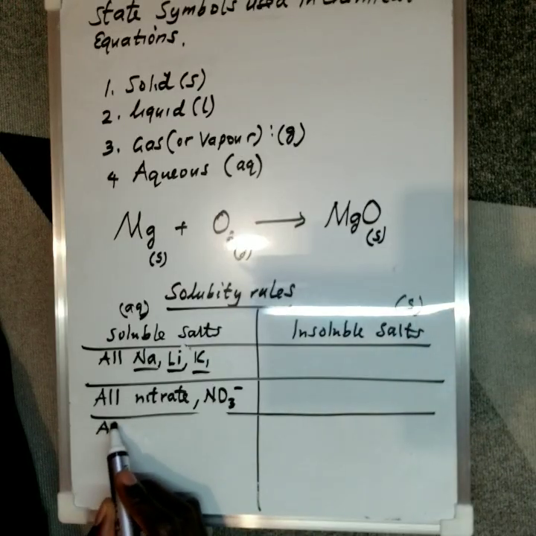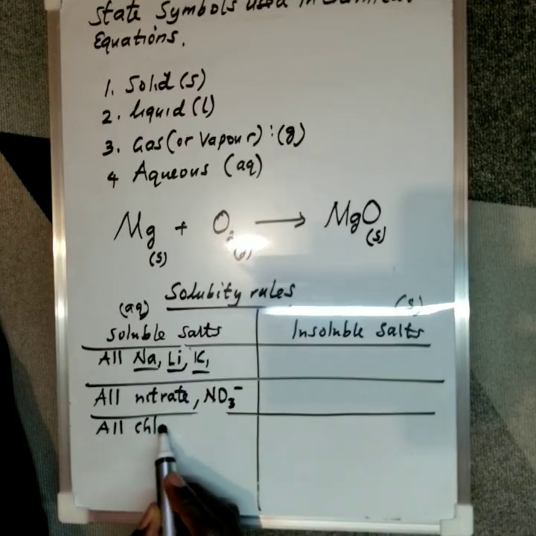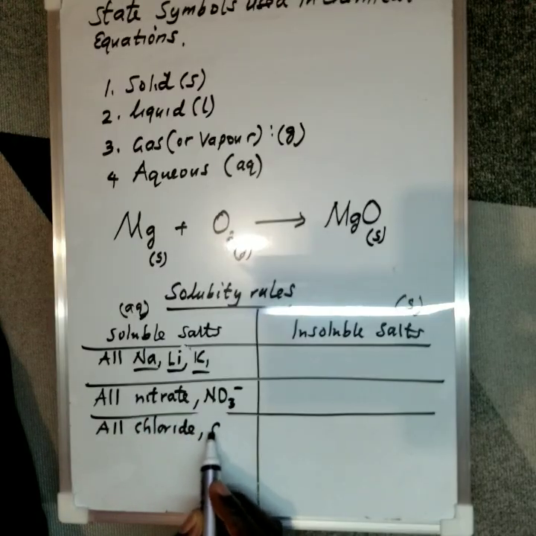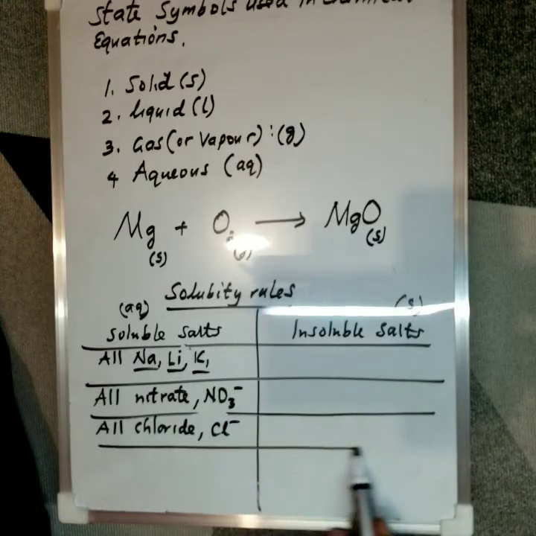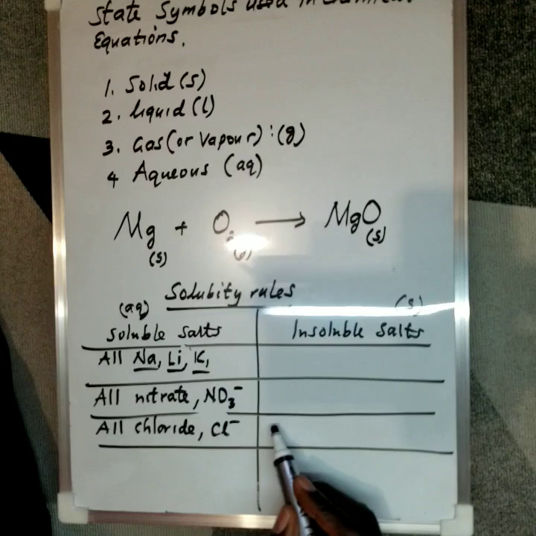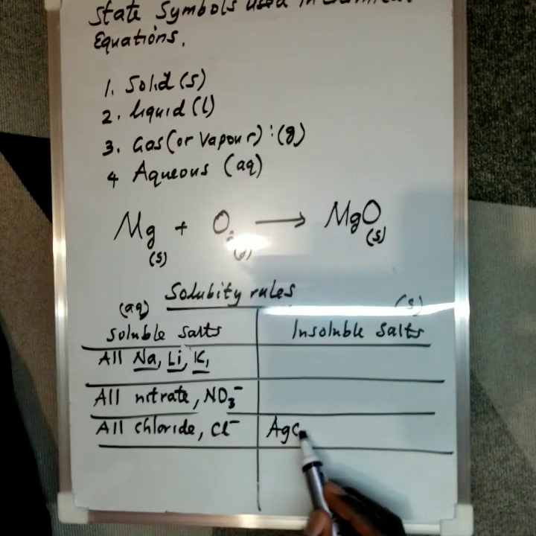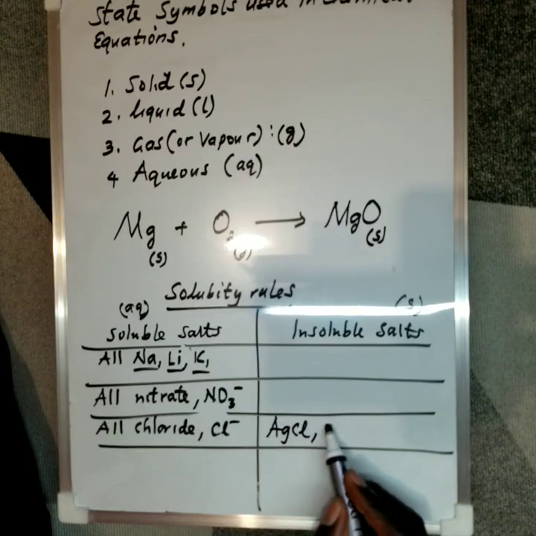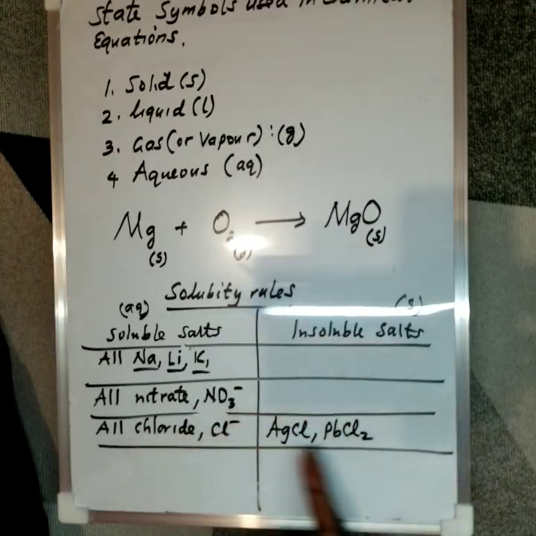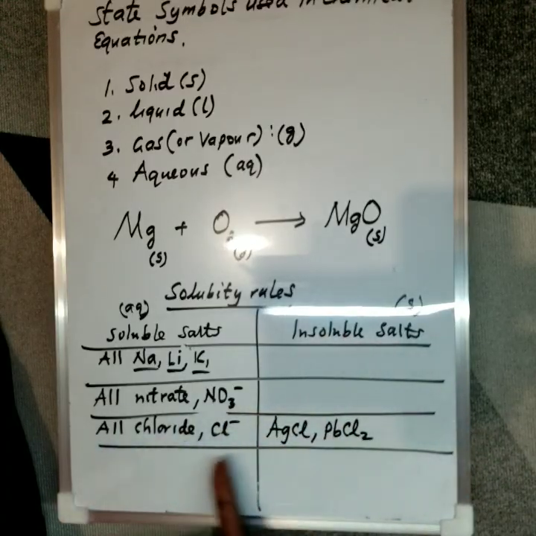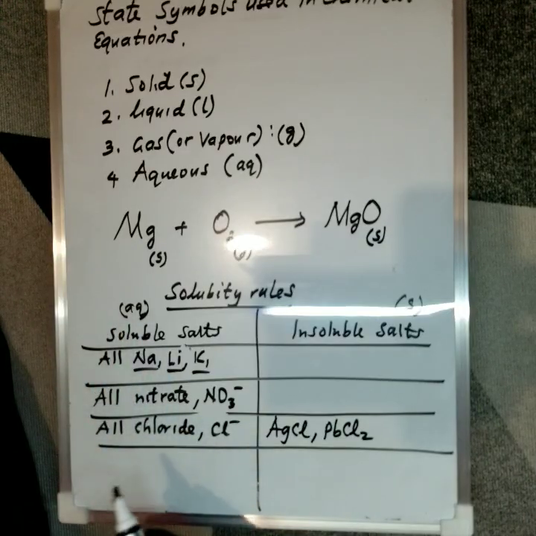Another thing that you need to remember is that all chlorides, those that contain the chloride ion, are actually soluble, but there are a few exceptions that are insoluble. For example, we can talk about silver chloride, we can talk about lead 2 chloride. These are actually considered insoluble, but the rest of the chlorides that we are going to have are going to be soluble, and therefore we are going to be using aqueous.